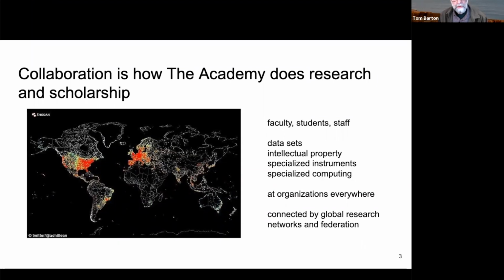And so this picture shows that they're all over the world. All the people are all over the world, all the data, all the instruments, computing, all the things that they use to do their research and scholarship with, operated by thousands of organizations across all those activities. And they're connected in particular by global research networks and by federation. And so organizations like Internet2 and many others are focused especially on those latter two ways, those shared services that enable collaboration broadly, globally even. Next slide, please, Dean.